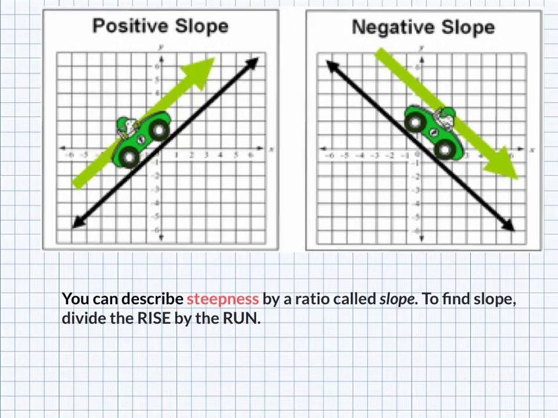You can have positive slope where the line is going up, or you can have a negative slope where you are going the opposite direction. And to find slope, you have to divide the rise by the run. I'll explain that in just a minute.